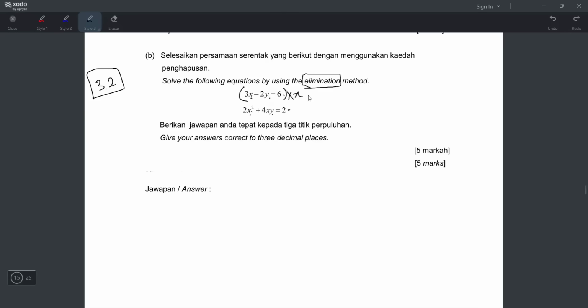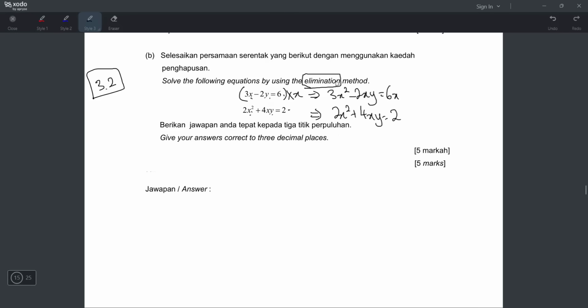Alright, so I multiply by x. So what do we get? 3x square. If we multiply by x, everything must be multiplied. So negative 2xy. And then 6 also times x, 6x. And the bottom one, nothing happens: 2x square plus 4xy equals to 2. Something weird. 3x square minus 2xy, but this one has 6x, this one is 2. Okay, never mind.